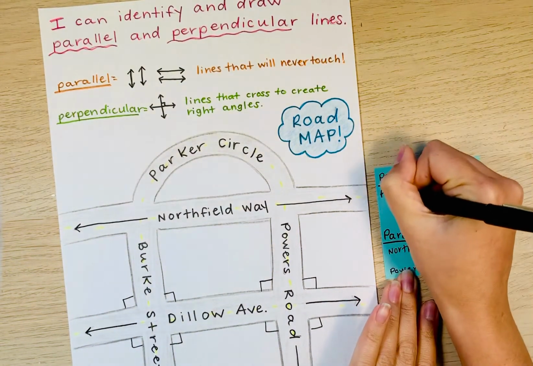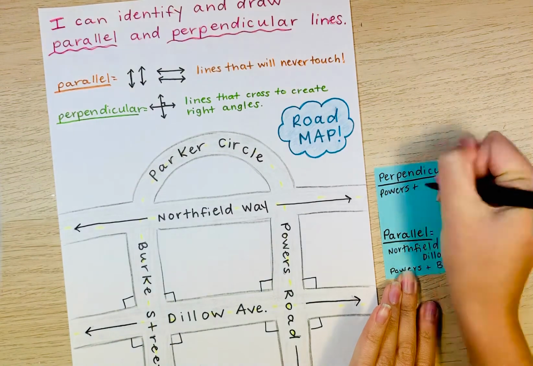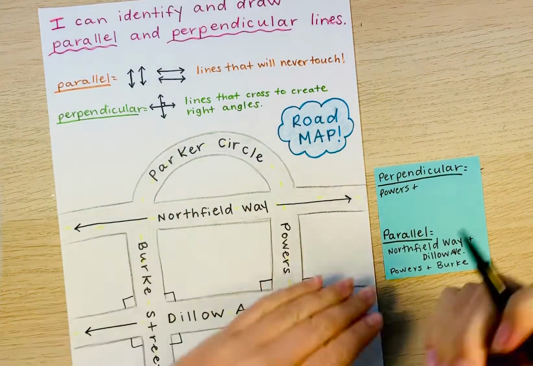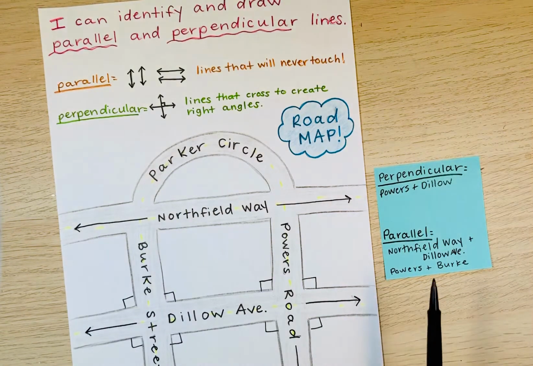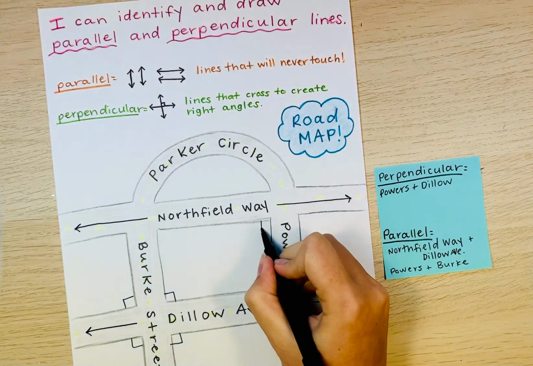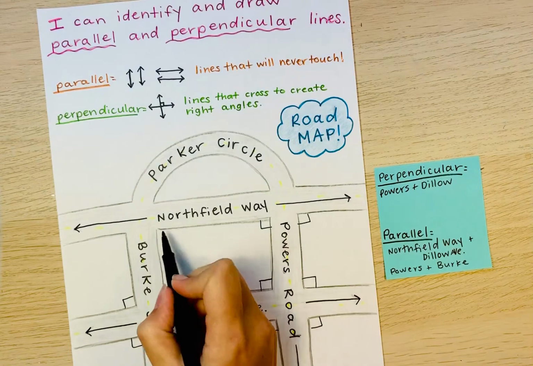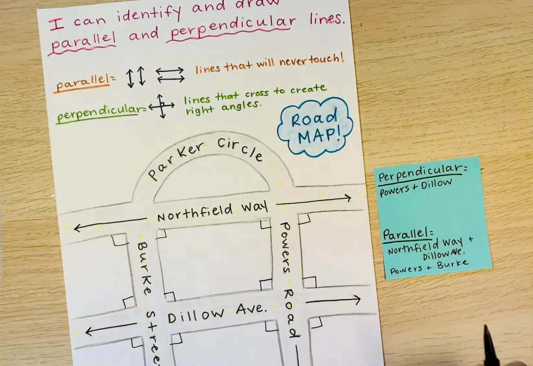Powers and Dillow. But then I also see, oh, I forgot these here. I also see right angles here as well.